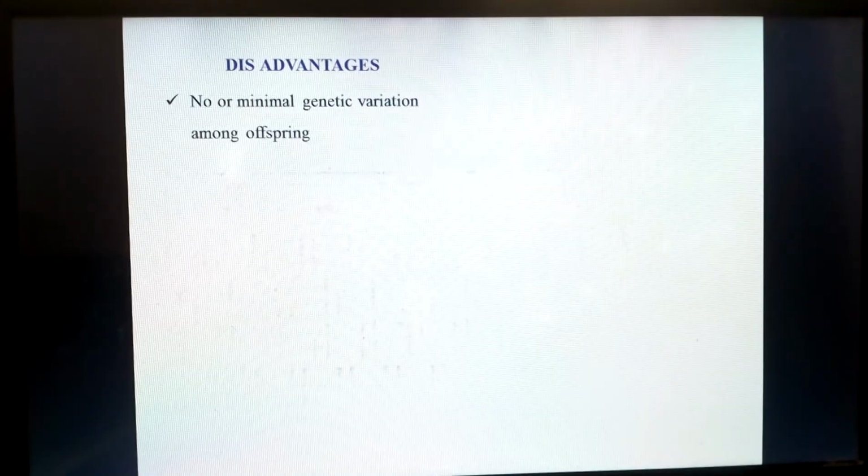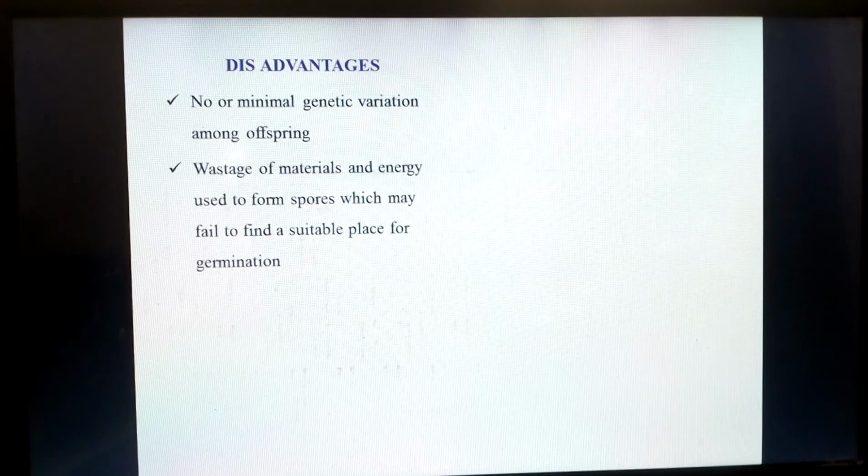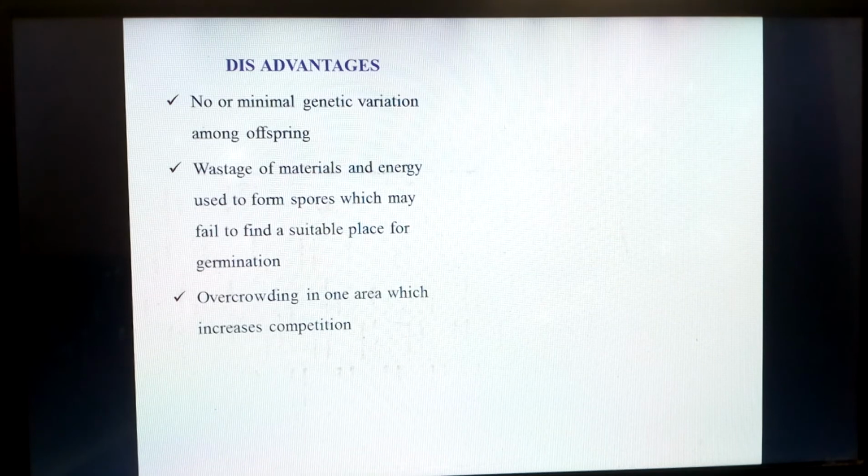Some of the disadvantages: whenever we have no or minimal genetic variation among offsprings, it is disadvantageous because in case of any climatic change, the entire organisms might be wiped out of the population. There will be wastage of energy and materials used in formation of reproductive structures like asexual spores, which might even fail to germinate or fail to find a suitable place where to germinate.